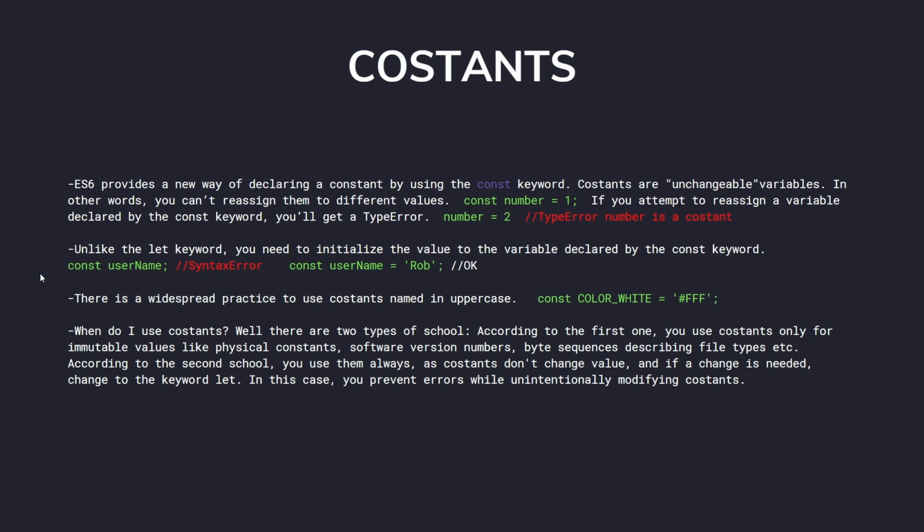Unlike the let keyword, you need to initialize the variable declared by the const keyword. So before we could have declared let num and then later on define the value of 10. With a constant we cannot do it. If we do const username, that is a syntax error because we have not defined the value. So the proper declaration of a constant is const username and instantly define the value to it, which is a string, in that case Rob.